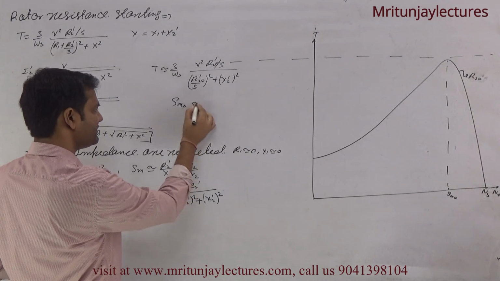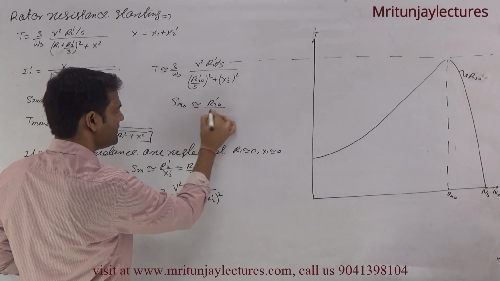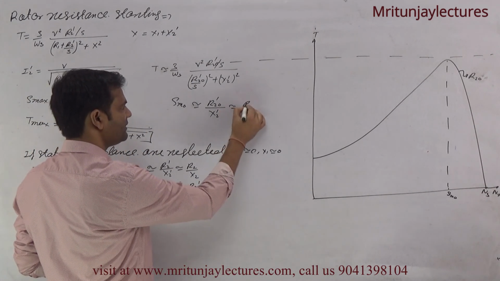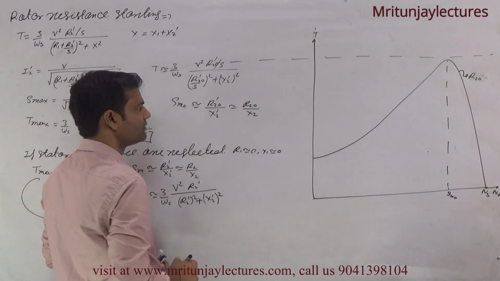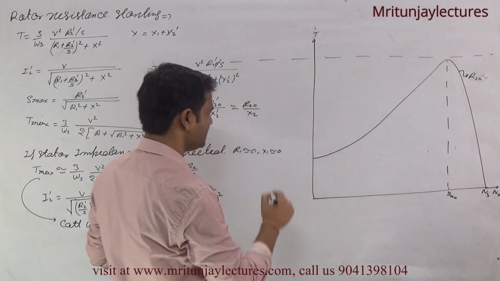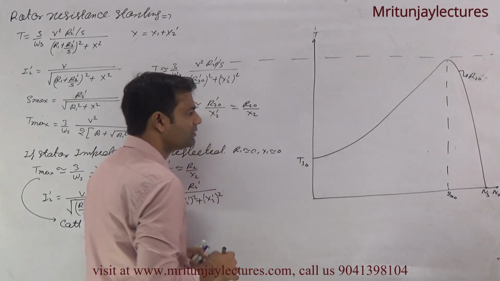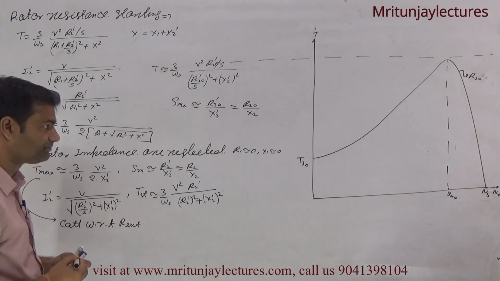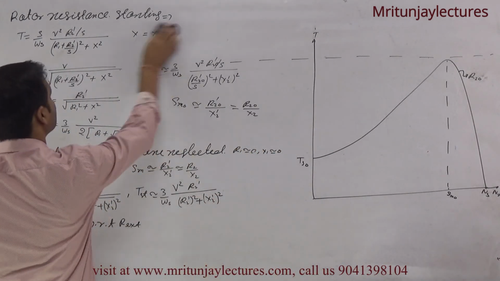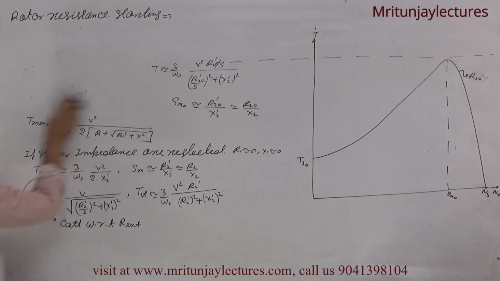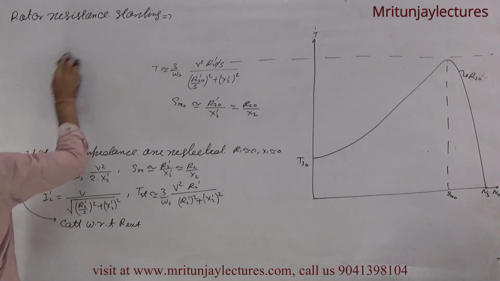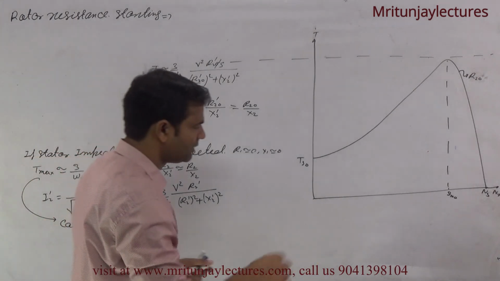SM0 is written as R2_0 dash divided by X2 dash, or you can say R2_0 by X2. Clear? Then the starting torque, that is TSM0, if external resistance is added in the rotor.